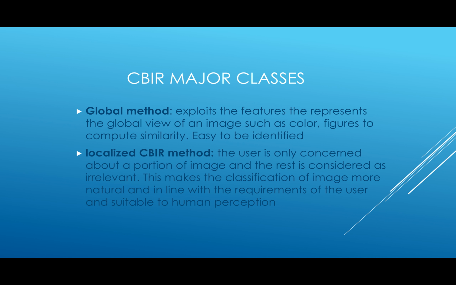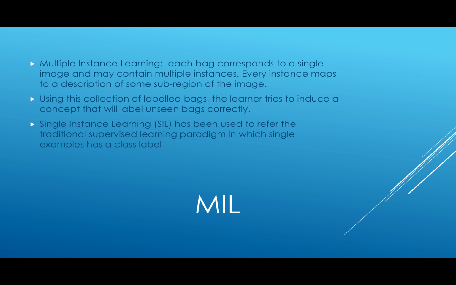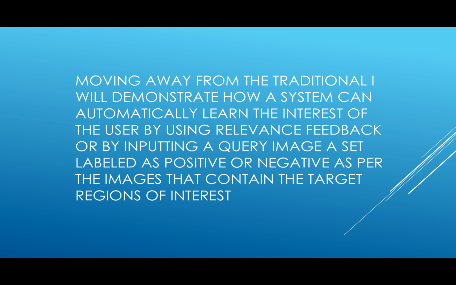This makes the classification of images more natural and in line with the requirements of the user and suitable for the human viewpoint. MIL, which stands for Multiple Instance Learning. In it, each bag corresponds to a single image and may contain multiple instances. Every instance maps to a description of some sub-region of the image. And there's one more, single instance learning, SIL. It is used to refer to the traditional supervised learning paradigm in which a single example has a class label.